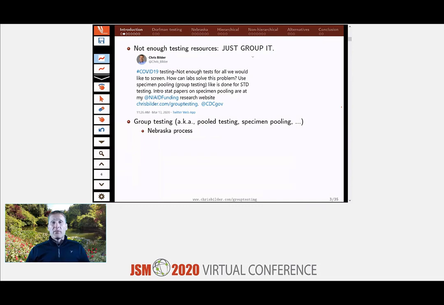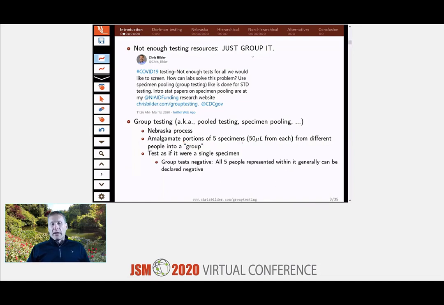Here's briefly how we've used group testing in Nebraska for SARS-CoV-2 testing. What we've done is taken portions of five specimens from different individuals and amalgamated them into what we call a group. And we test this group as if it were a single specimen. And the reason why we do that is because if a group tests negative, then all five people within the group can be declared negative just with one test. If you were to have tested every specimen separately, or done individual testing, it took five tests to determine that five people were disease-free.